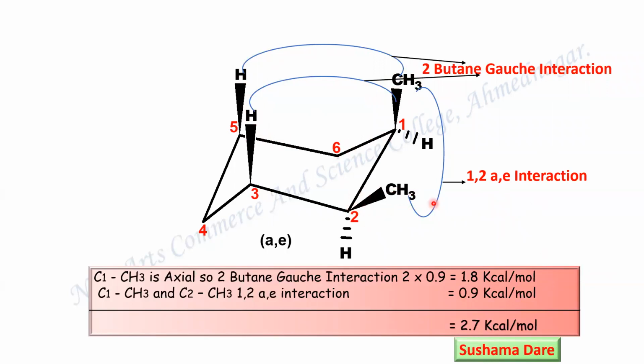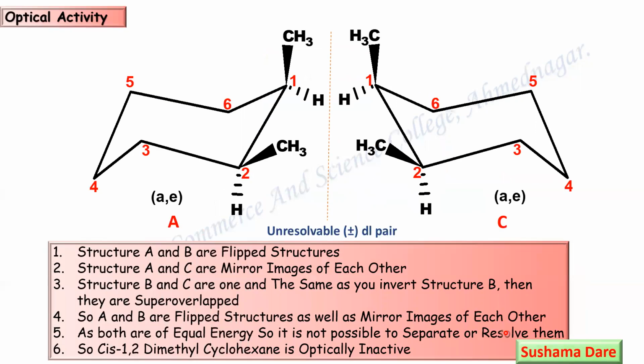For the equatorial methyl group, there is no interaction. But there is another interaction now. This axial methyl group and this equatorial methyl group interact with each other by a 1,2-AE interaction, and the 1,2-AE interaction is 0.9 kilocalorie per mole. So with the addition of this, the total energy of this molecule is 2.7 kilocalorie per mole. So both the AE conformer as well as the EA conformer have the same energy, 2.7 kilocalorie per mole.